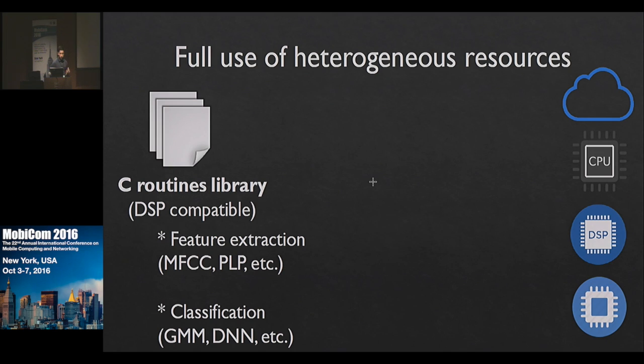And LEO makes full use of the heterogeneous resources by adopting a library approach. So we have a library of C routines that are implemented in DSP-compatible version of C. It's compatible with the Qualcomm Hexagon DSP version of C. And we have routines that perform feature extraction and classification that are needed for common types of sensor processing inference, such as mel frequency cepstral coefficients, frequently used in audio analysis, or deep neural network propagation that is also frequently used in speech processing. And in terms of the GPU, we use a library of OpenCL routines.